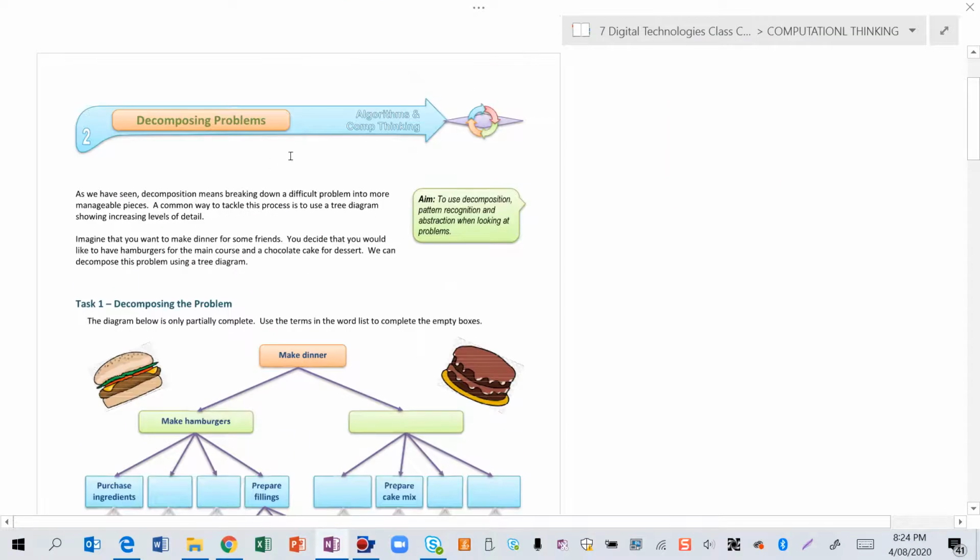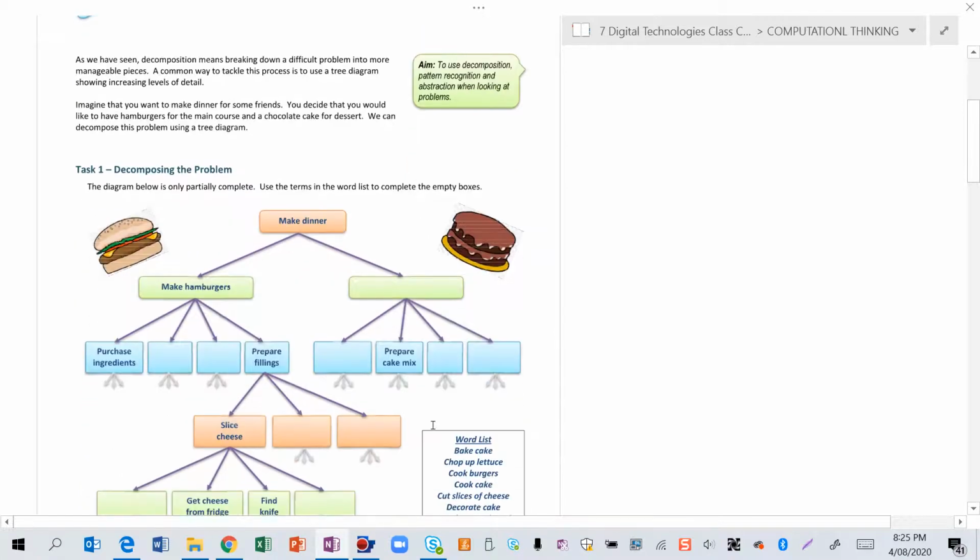Okay, so we're going to first of all decompose the problem of making dinner. You've invited some people around for lunch or dinner, and you've decided what you're going to have. You're going to have hamburgers for a main course, and chocolate cake for dessert. So there's your initial problem, making dinner. That has been decomposed or broken down into two areas. One, the main course, and the second one, the dessert.